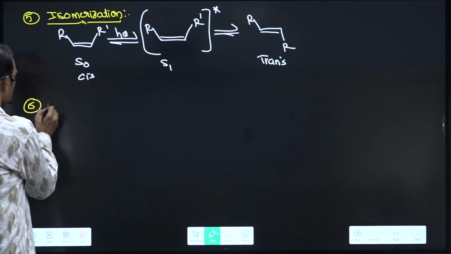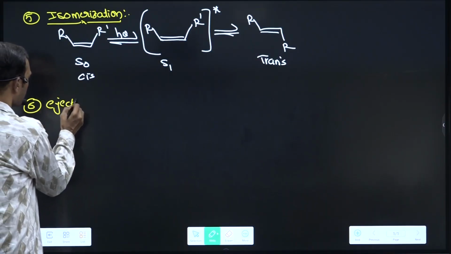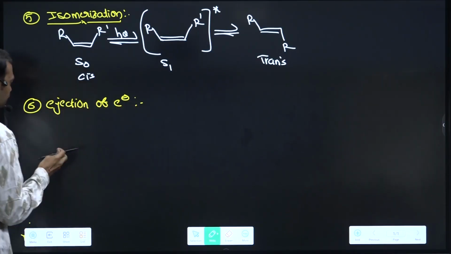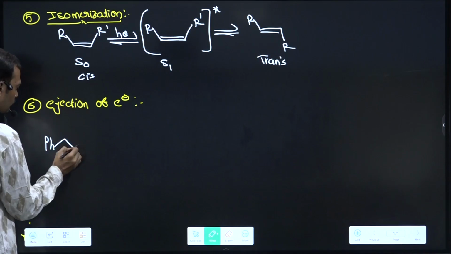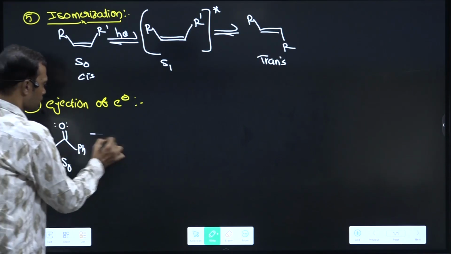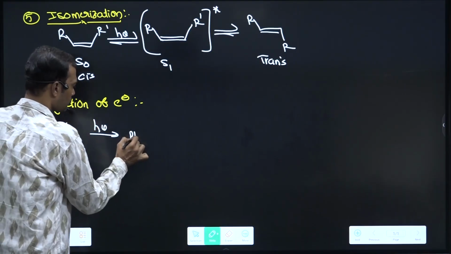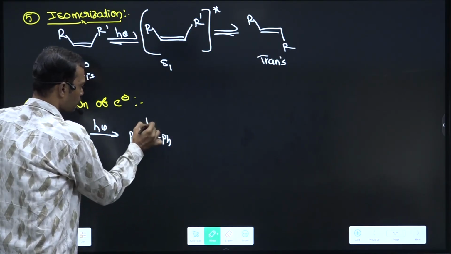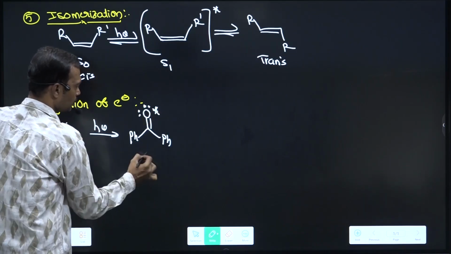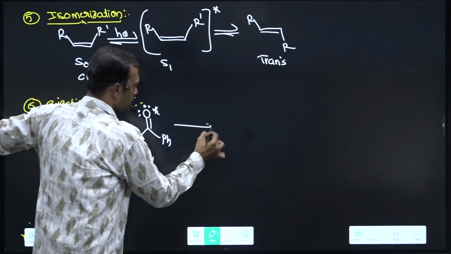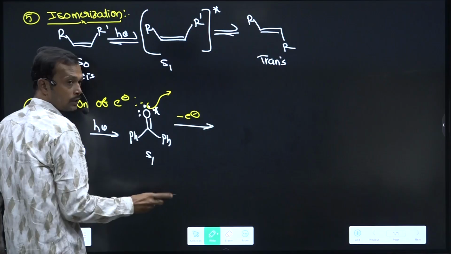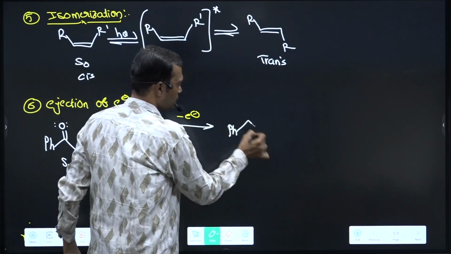So this is the last one, ejection of electron. It is S0 state, photochemically activated. Once photochemically activated, it is excited. Here two electrons are present. It is S1 state. Now the excited molecule may lose one electron. If one electron is removed, then what happens? You will get deactivated.